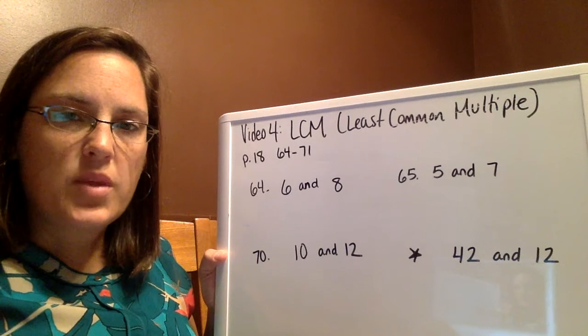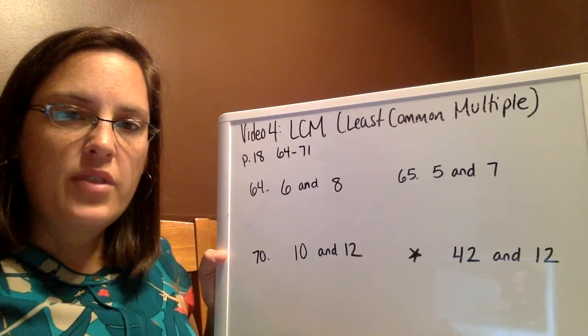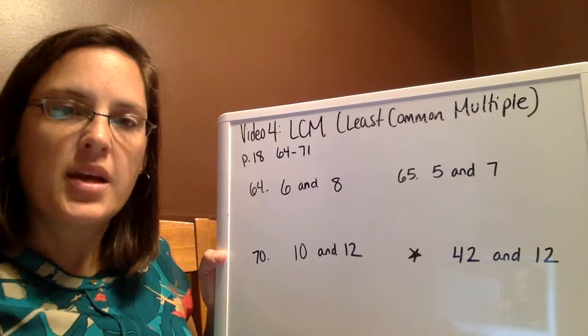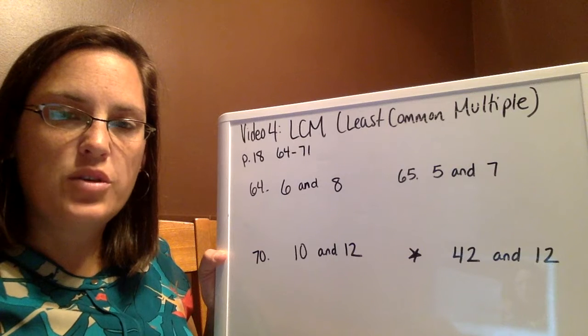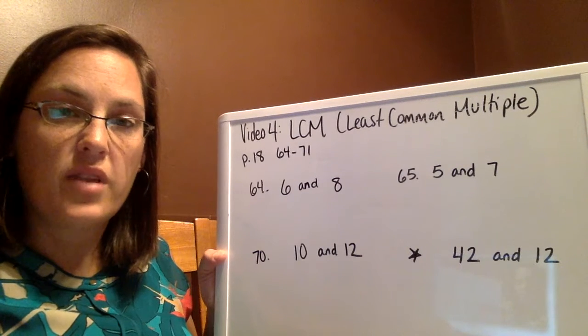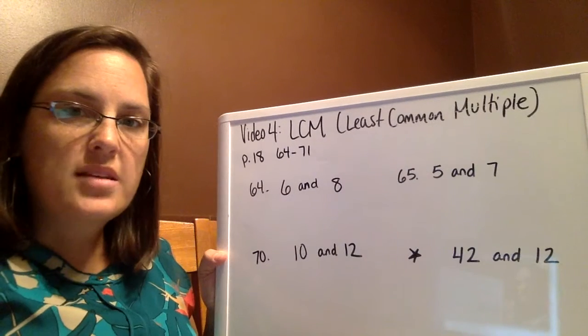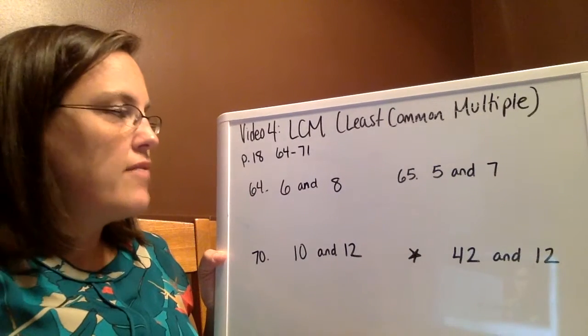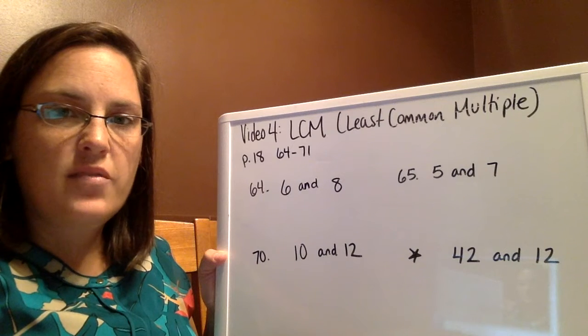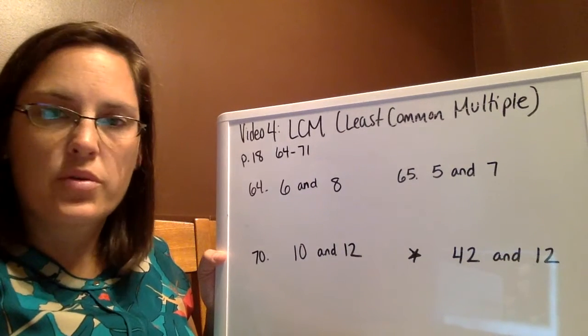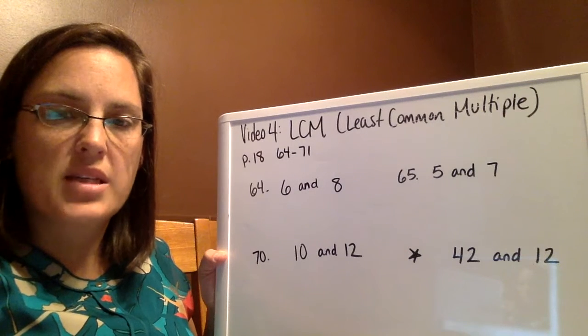Video 4 deals with least common multiple, and even though it doesn't come up until lesson 1-3 in the textbook, it's listed under lesson 1-2 because it goes very well with video 3 that talked about greatest common factor. So least common multiple is found on page 18, 64 through 71, and it'll repeat and spiral through a lot of the lessons throughout the textbook.